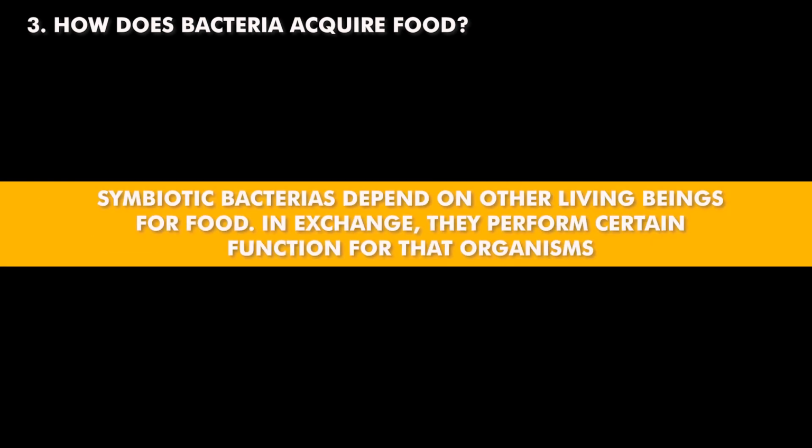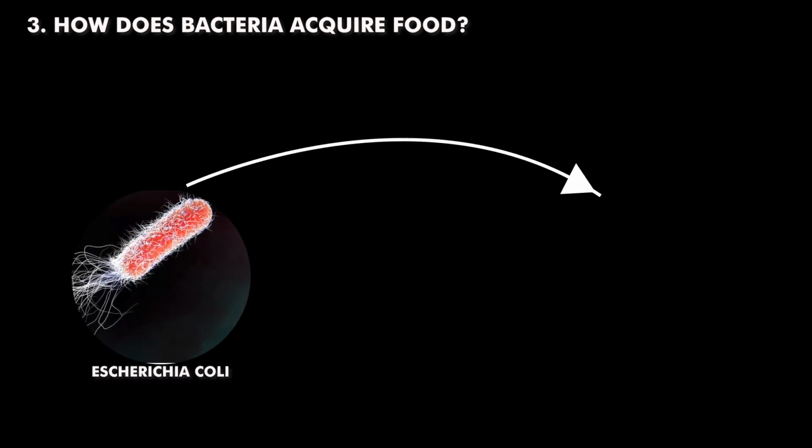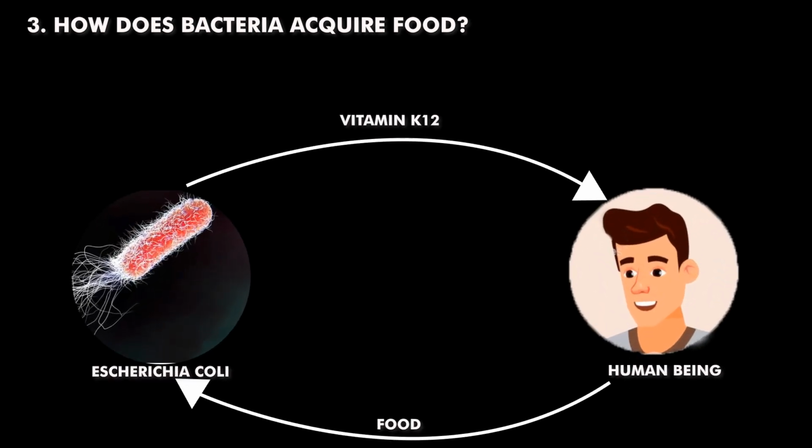There are some bacteria which depend on other living beings for food. In exchange, they perform certain functions for those organisms. Such bacteria are called symbiotic bacteria. Escherichia coli is a symbiotic bacteria which is found in the small intestine in humans. It helps in producing vitamin K2 in exchange for food.